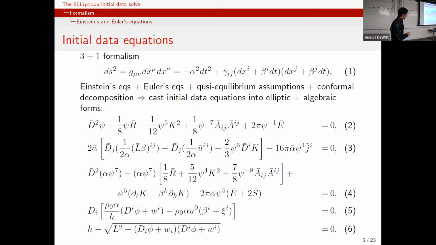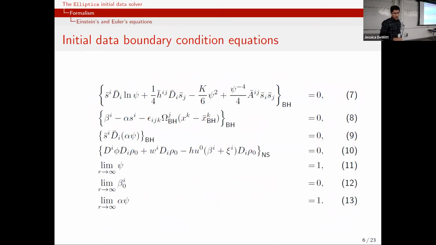And the way that we solve these equations is through a Newton-Raphson method that I will explain shortly. Just for the sake of completeness, I also add the boundary conditions that we use for these equations. For example, at the surface of the black hole, we impose some boundary condition to guarantee that we have a black hole in that area.